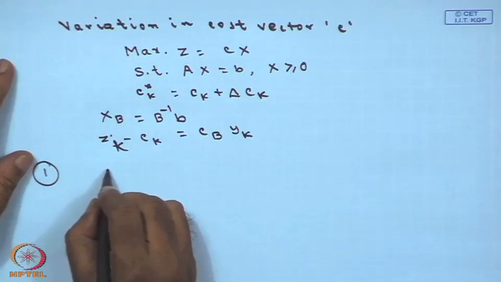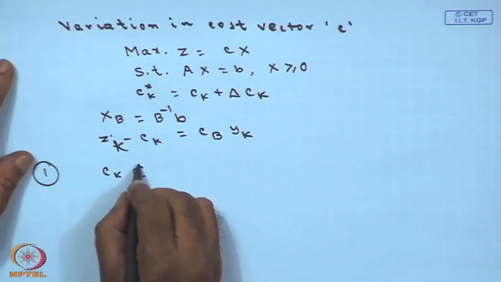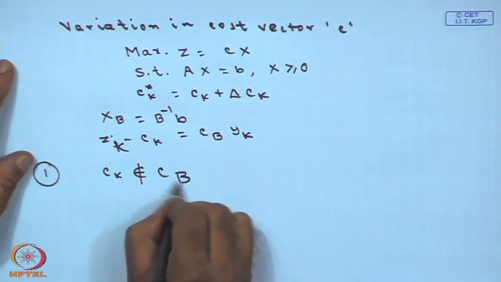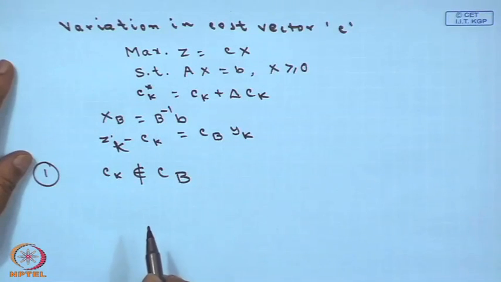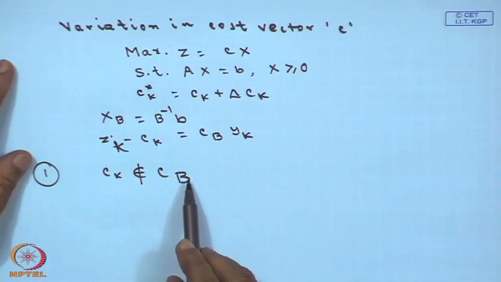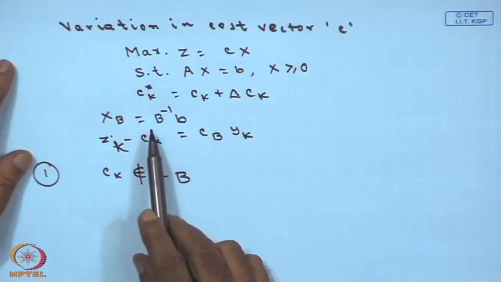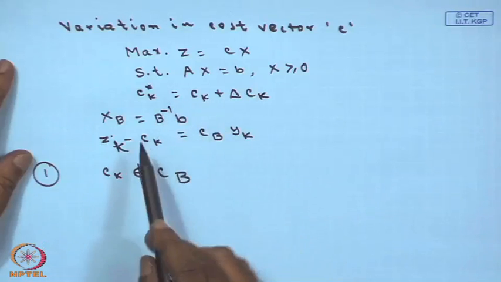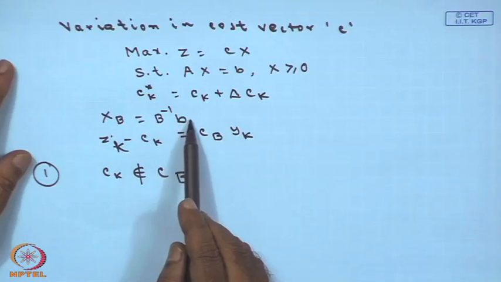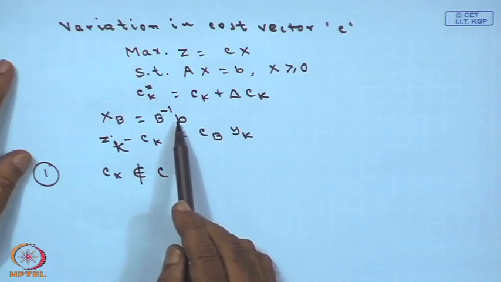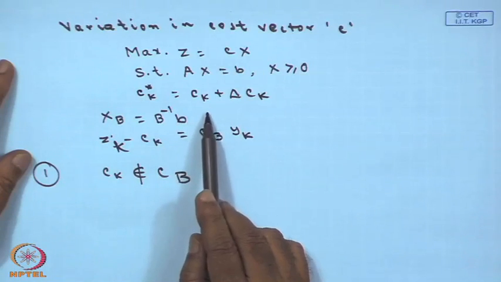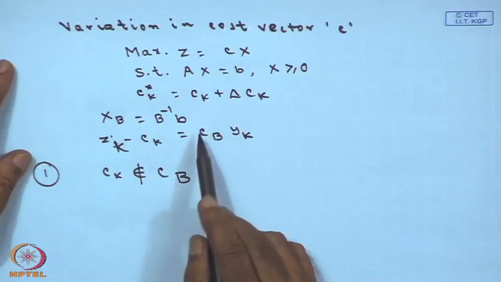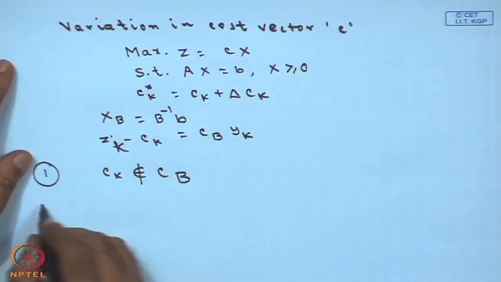Two possibilities may occur. Ck does not belong to Cb, or Ck belongs to Cb. If Ck does not belong to Cb, your optimality criteria will remain unaffected, or the optimal solution will be unaffected. Whenever you change the cost vector, since xb equals B inverse b, your basic solution and feasibility condition will remain unchanged. Now we are seeing whether the objective function will change or not.